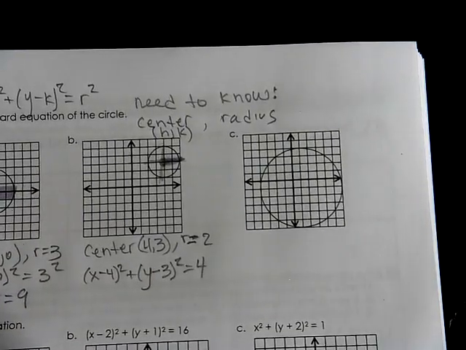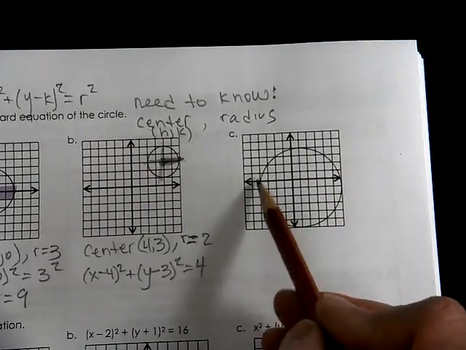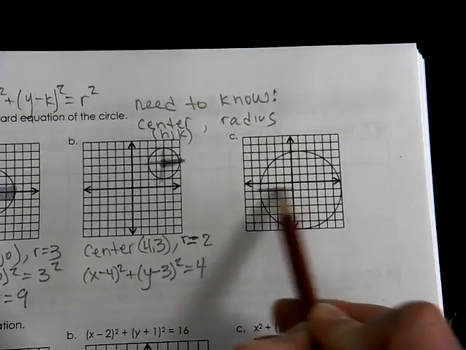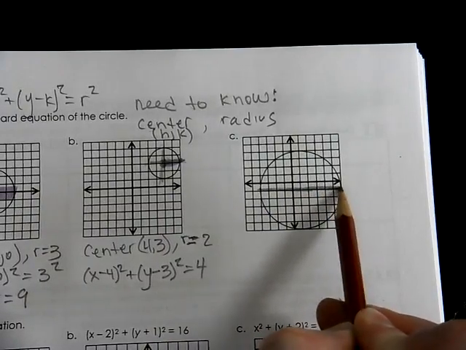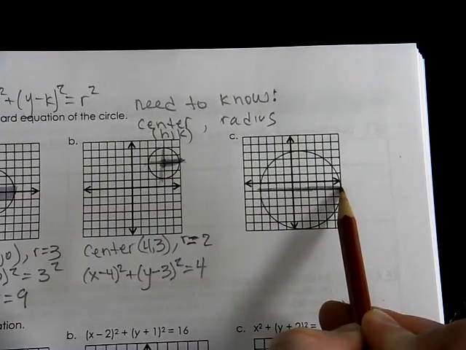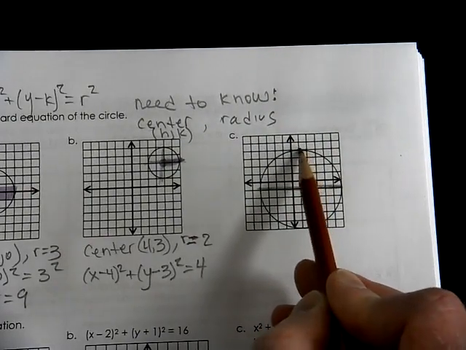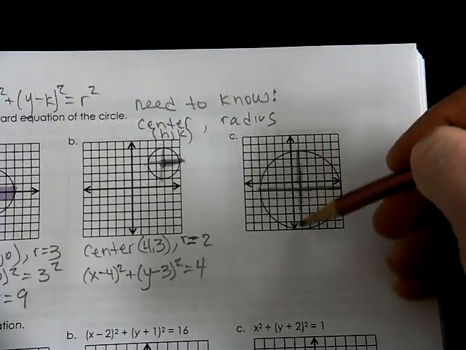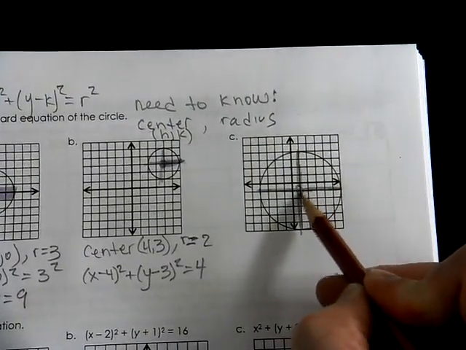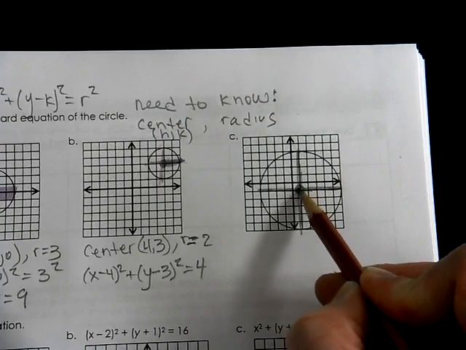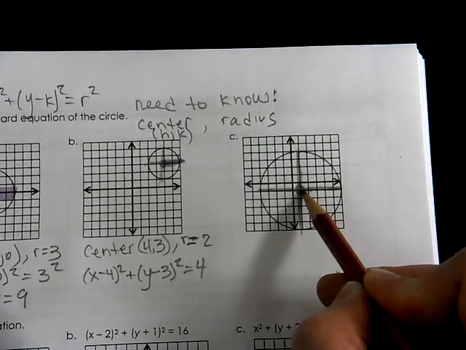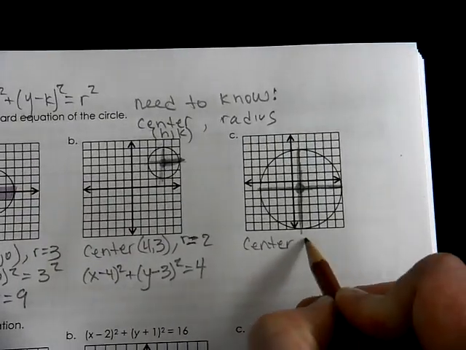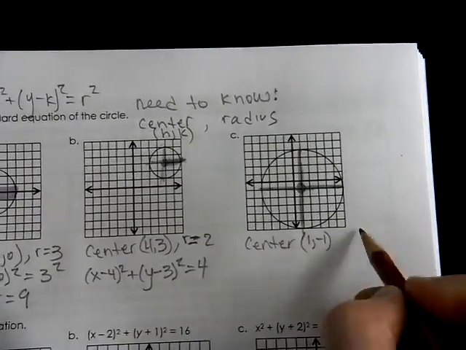And we come over to our next one. Look at the widest point out here. Here's your widest point. You're going to go straight across. You can do it with your eyes if you can. Look at your highest point and come down. So your center is going to be there in the middle. So that's 1 to the right and 1 down. So my center is 1, -1.